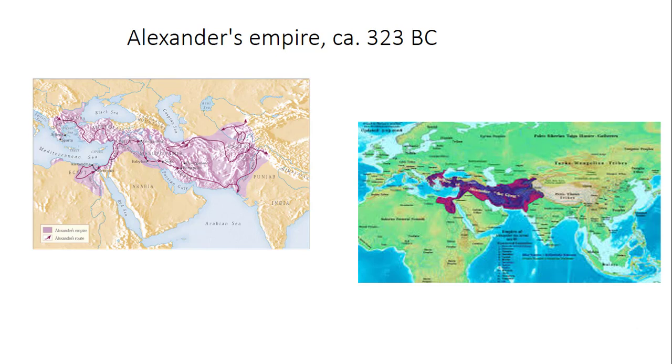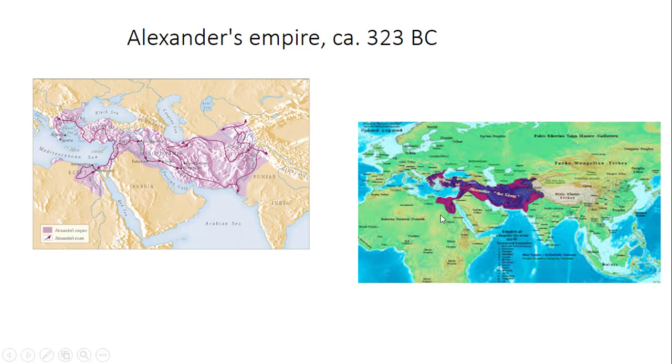But let me stop there for a second and show you a couple more slides of the extent of Alexander's empire. This is the area that he'd conquered, and it's considered to be under his rule now. This is Alexander's empire around 323 BCE. On the left, you can see it a little bit more up close.